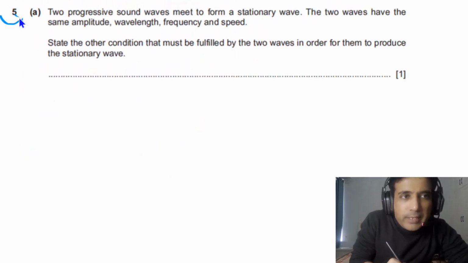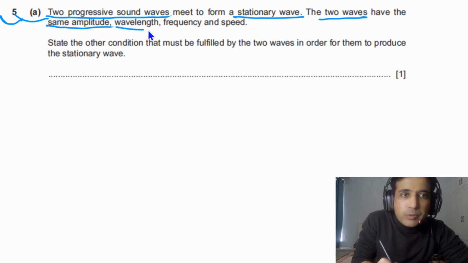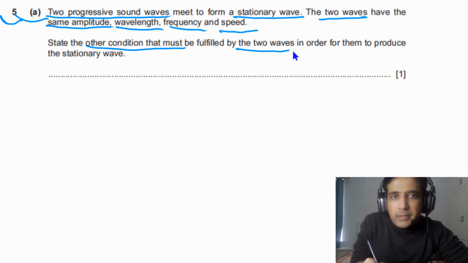For question number 5, part A, it is given to us two progressive sound waves meet to form a stationary wave. The two waves have the same amplitude, wavelength, frequency, and speed. State the other condition that must be fulfilled by the two waves in order for them to form a stationary wave.